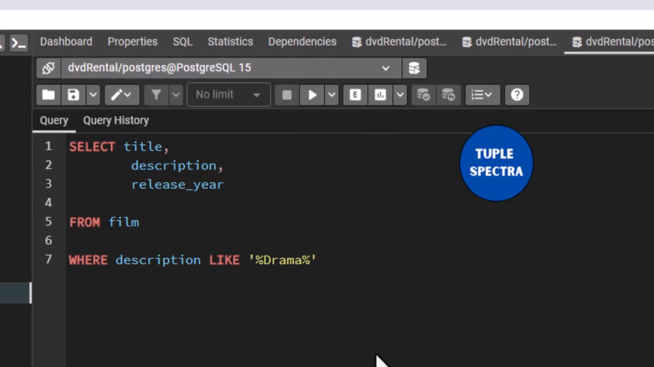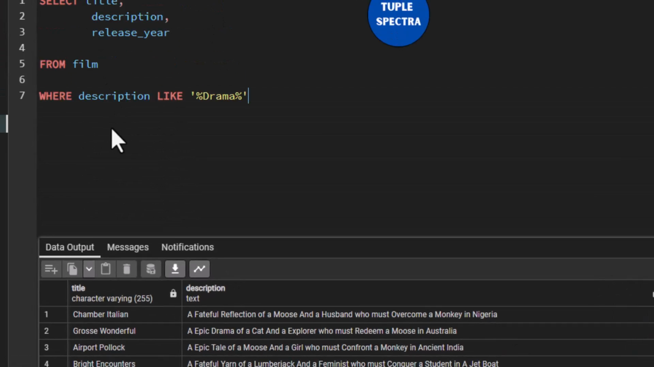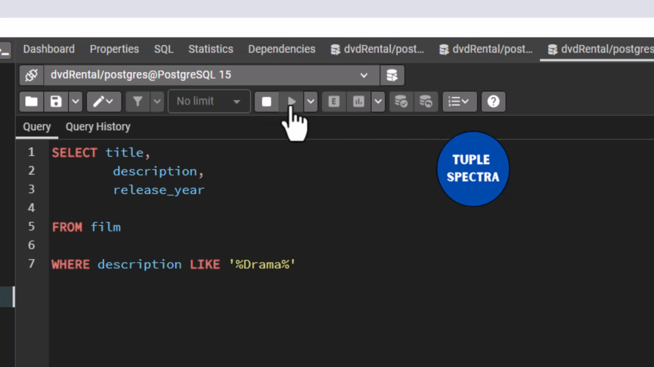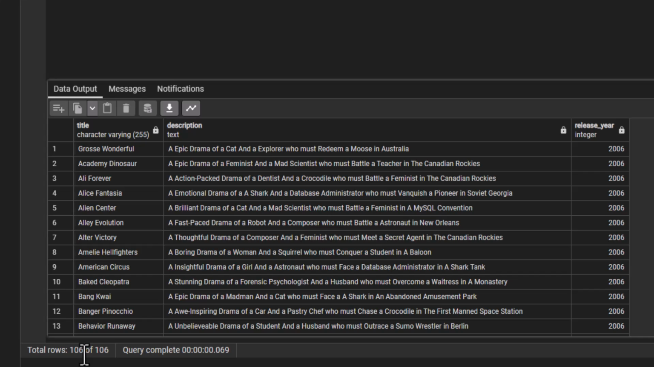Take note, we had 1000 rows before we applied the logic. Now let us apply this logic. Let us execute. Now we have executed. Very good. Now we have 106 rows. Let us look at the descriptions that we have. You can see: A Epic Drama of a Cat and the Explorer, right? The second one, A Epic Drama. The third one, A Action-Packed Drama. Let's look at the eighth one, A Boring Drama.